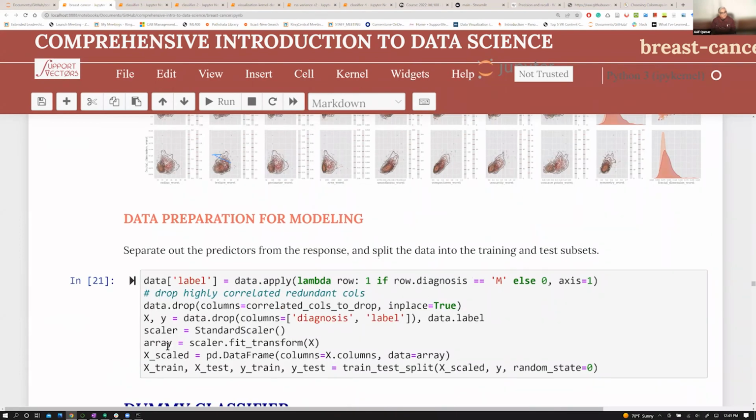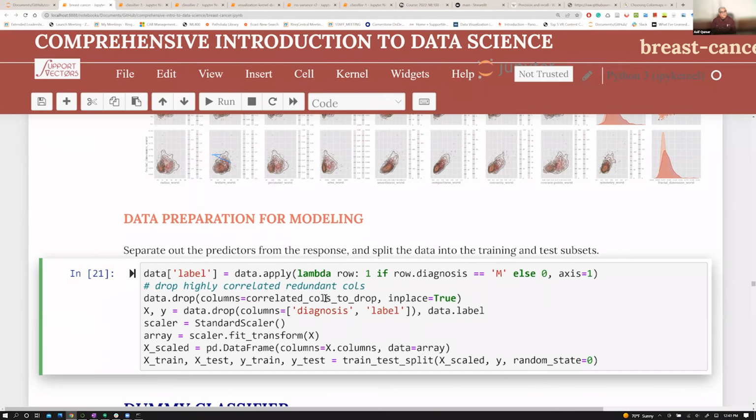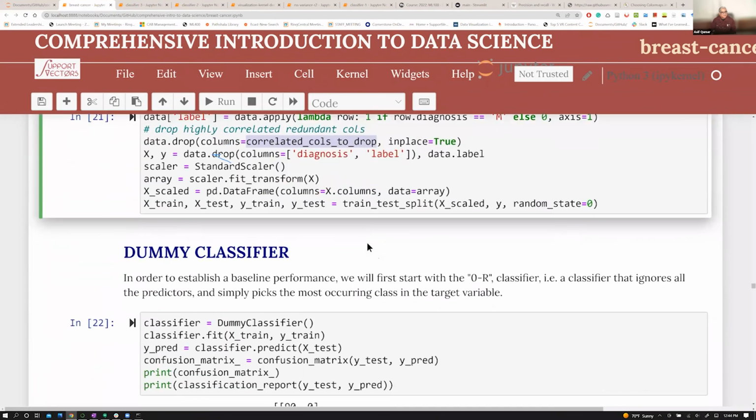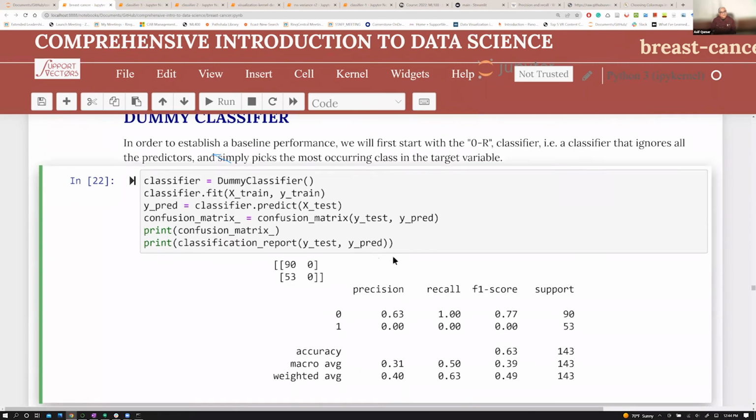Correlated columns, somewhere up there, I've handpicked a few inside. They're too correlated, so they're not used. So we make a dummy classifier out of these. With a dummy classifier, what is the average accuracy you are getting?